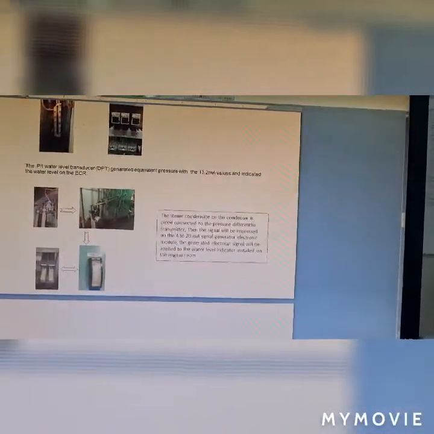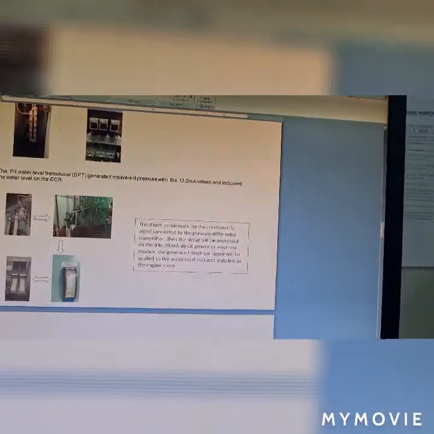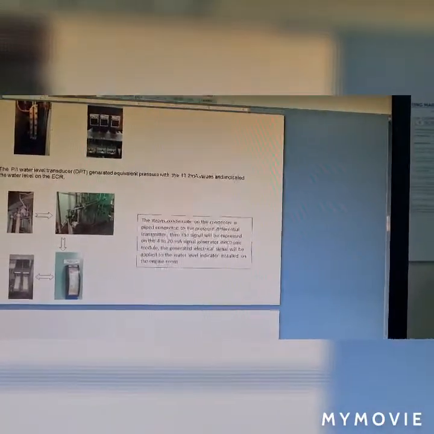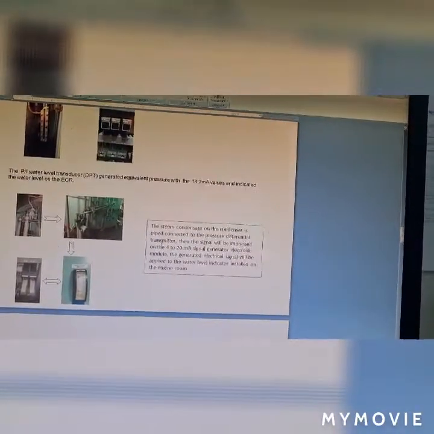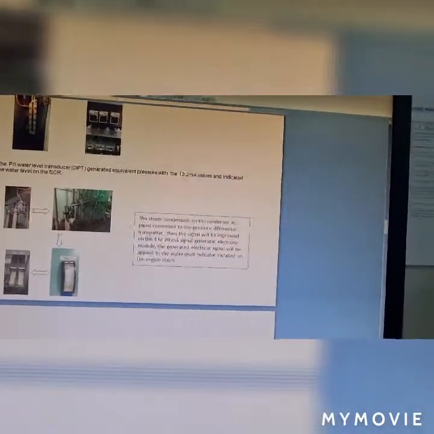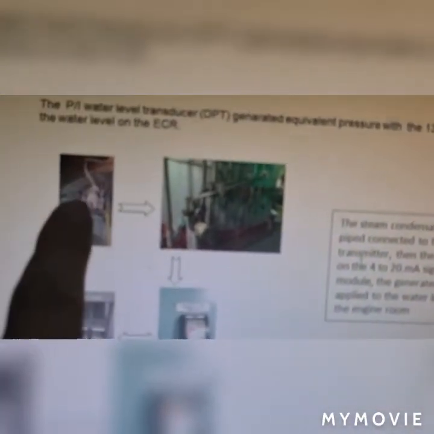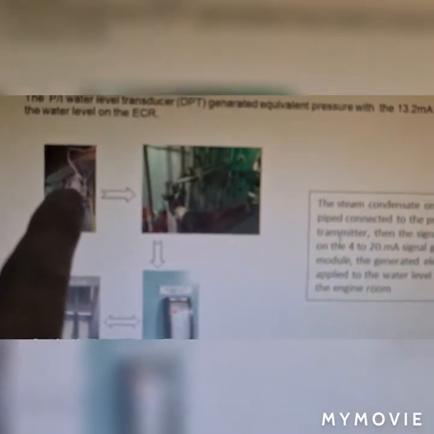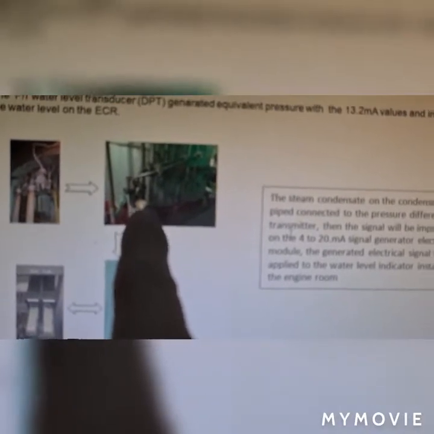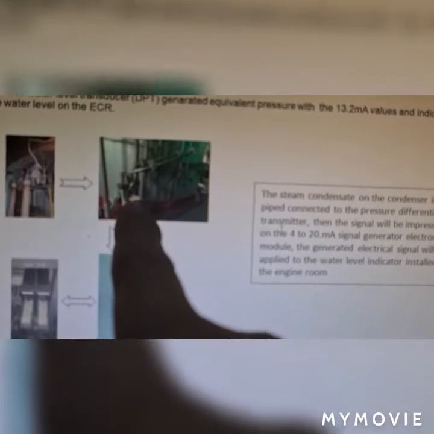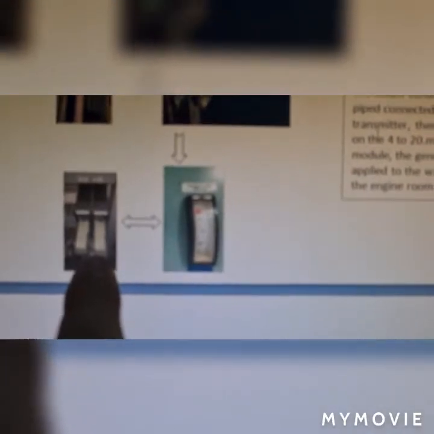Also, we have what you call the water level transducer, which means we have a DPT. This DPT is a differential pressure transmitter, which generates an equivalent pressure signal, 13.2 milliampere at this value, and indicates the water level in the engine control room. Take note, on top of the boiler, I have here what you call a condenser. This condenser has two pipes leading to my differential pressure transmitter here. And this differential transmitter has a cable directed to my 4 to 20 milliampere converter module.